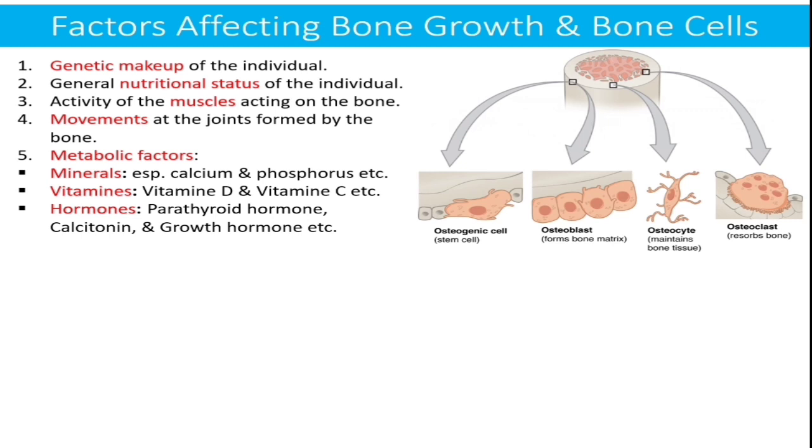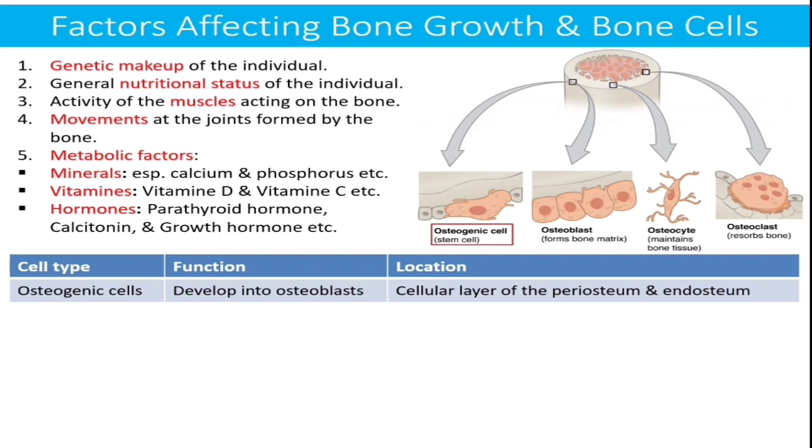Among the factors affecting bone growth, number one factor is genetic makeup of the individual. Second factor is general nutritional status of the individual. Number three is the activity of the muscles acting on the bone. And number four are the movements at the joint formed by the bone. Number five are the metabolic factors. Among the metabolic factors, the factors which affect the bone growth are the minerals, especially calcium and phosphorus, vitamin D and vitamin C, parathyroid hormone, calcitonin, and growth hormone.